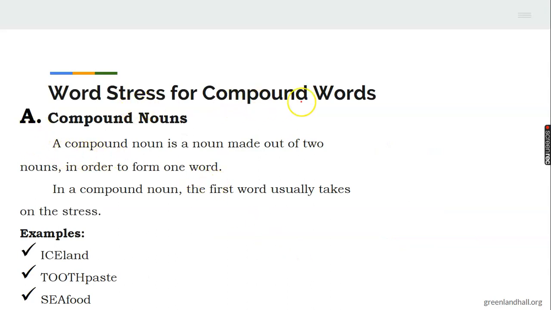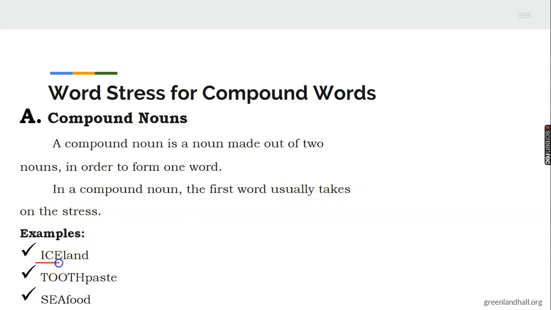What is the stress for compound nouns? Now, the first one will deal with compound nouns. A compound noun is a noun made out of two nouns. Are you getting it now? In order to form one word. So when we join two nouns together and they mean another thing, they are known as what? Compound nouns. Okay? Now, in a compound noun, the first word usually takes on the stress. The first word. Look at it.